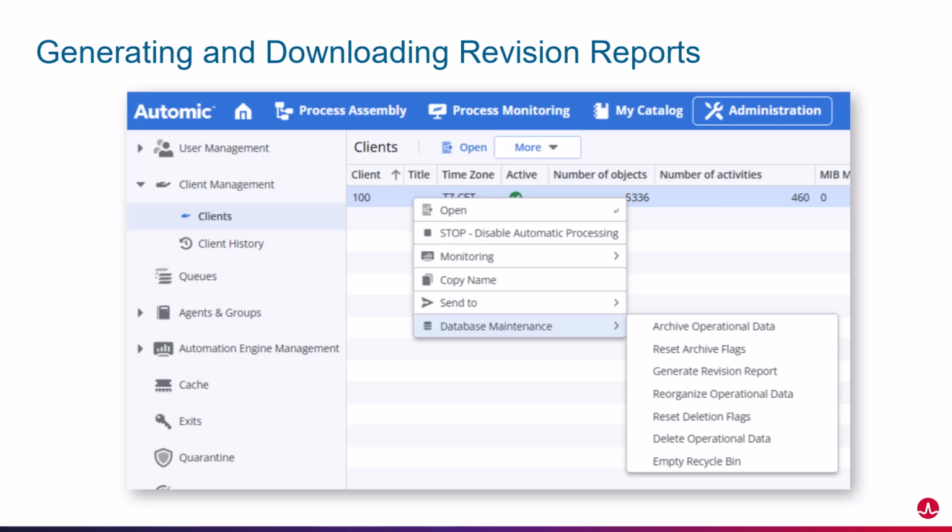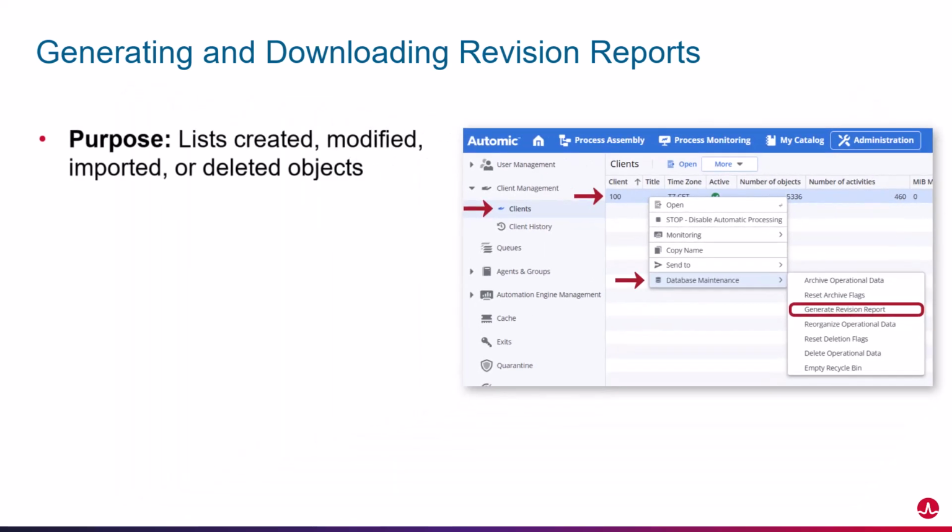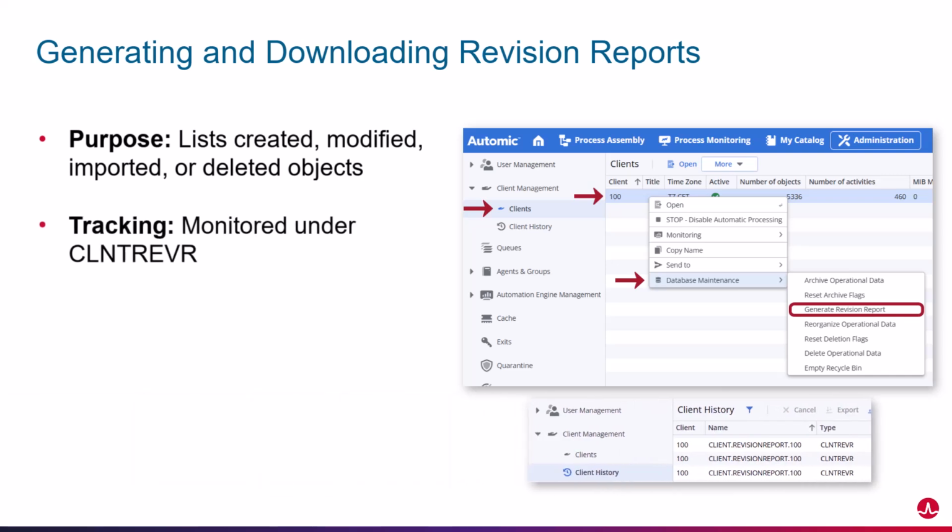Before moving forward, you can generate revision reports. Just set your date and time range, choose your content types, and configure any optional archive settings to refine your data. This critical audit step creates a comprehensive list of all objects that have been created, modified, imported, transported, or deleted. You track this operation in your history under the CLNREVR task type.